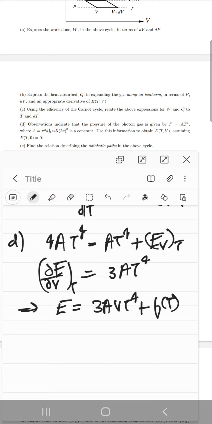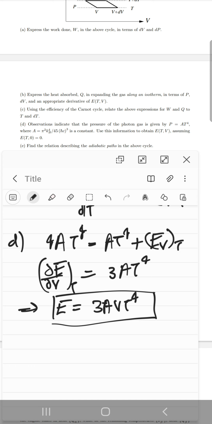And we know by extensivity this has to have an n over there or something. Fine. So, this is question D, right? Use this information to obtain energy, assuming that at volume equal to 0, energy is 0. So put volume equal to 0, and what you would get is f of T is 0. Cool. That just means this equation. So you have the energy, basically.